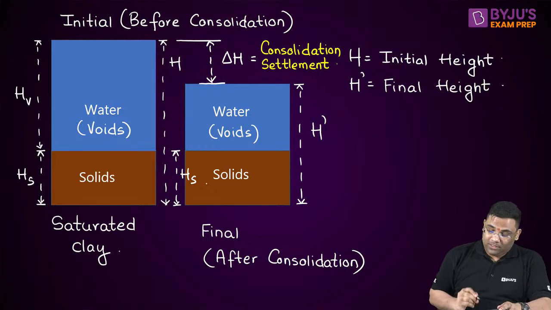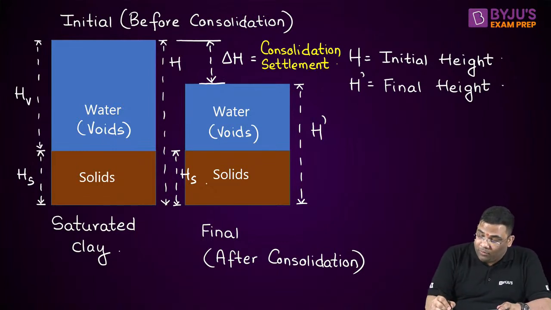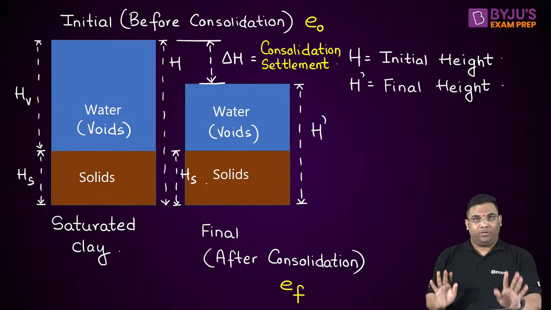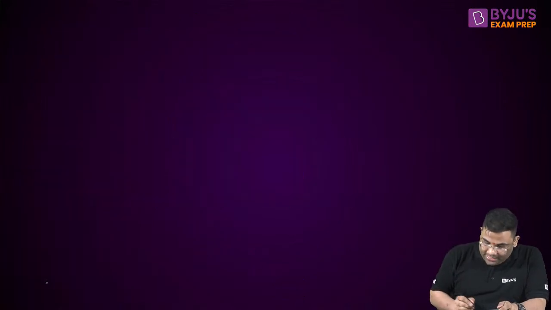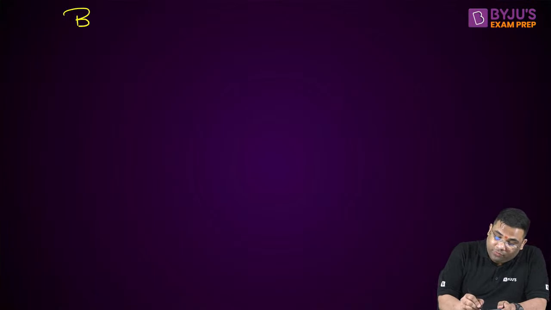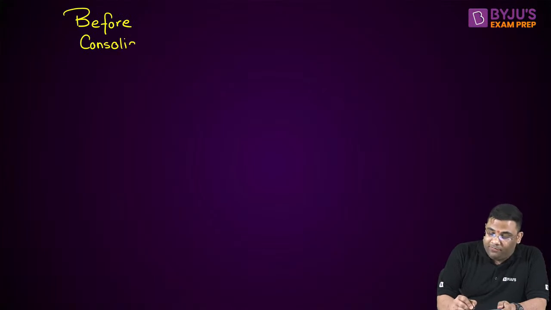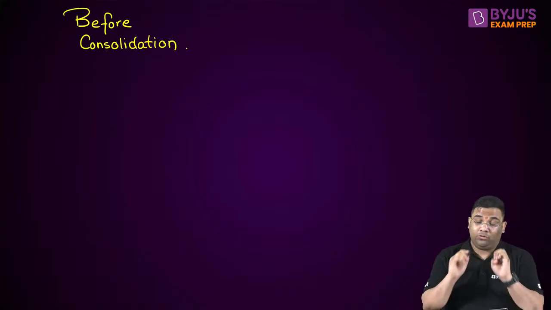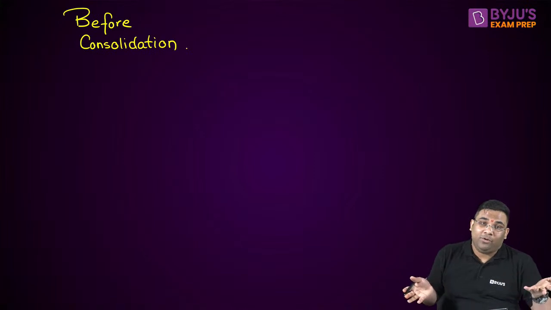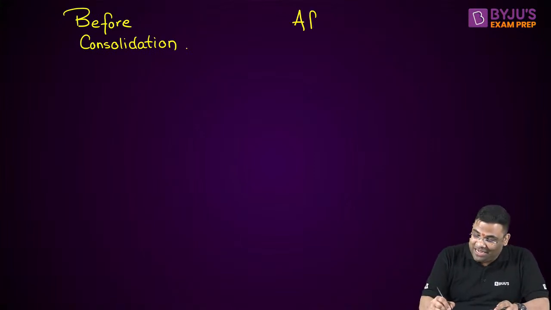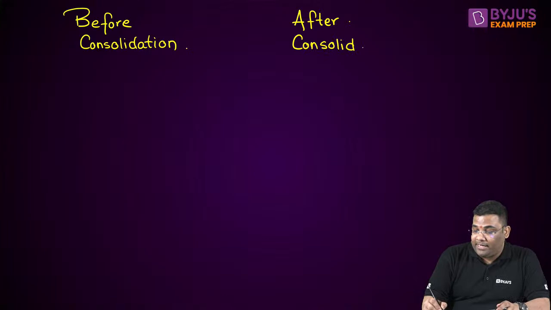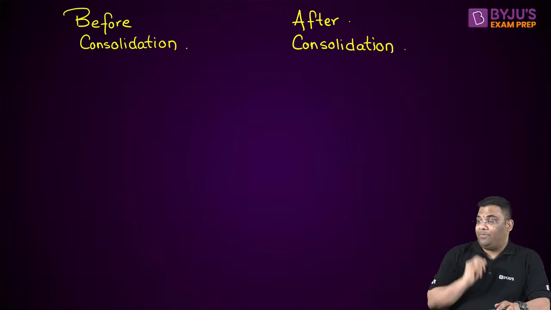Now see. Suppose before consolidation the void ratio is e naught, and after consolidation the void ratio is e f. Now I will write down before consolidation. Be very attentive, as you have been a great audience. Those who are seeing this lecture recorded should also be very attentive. You can pause the video, but still you should be attentive because we are studying a very important topic for your GATE.